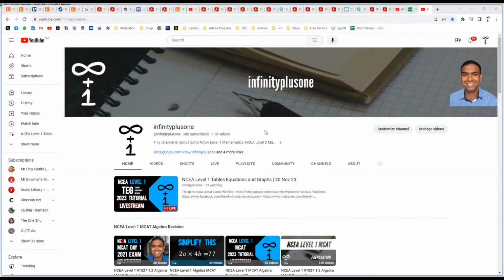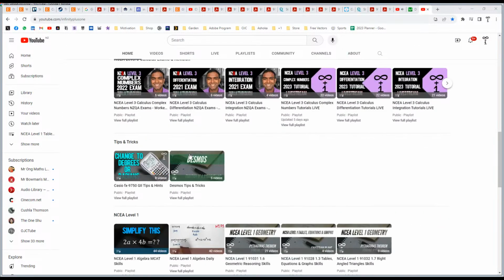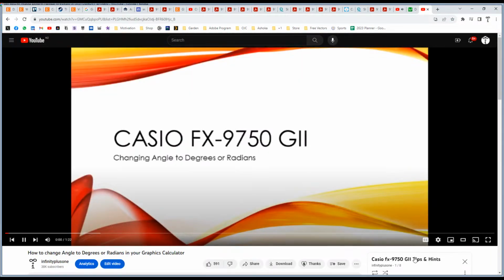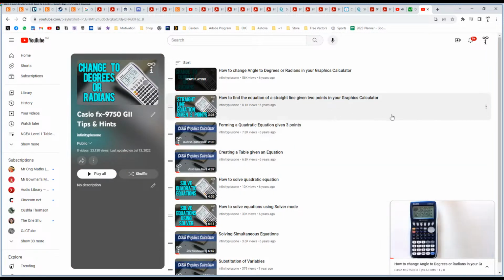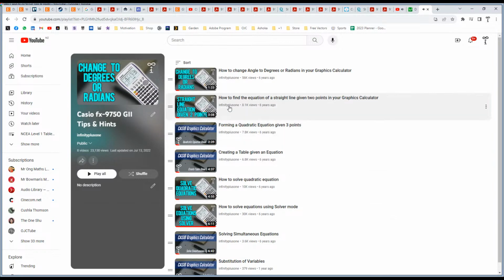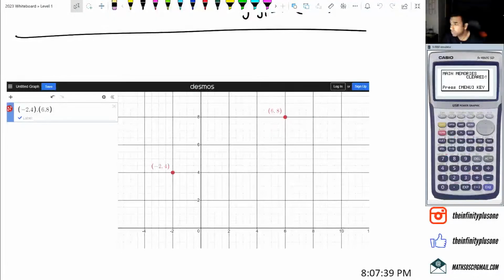Right, so what we're going to do is go into our main page, and if you go down, there's a graphics calculator playlist, and click on that. Oof, that is some old stuff. I need to change up a few things, but there we go. That's the video that you are looking at, which is finding an equation of a straight line given 2 points. That's the video that you want to be watching if you want to practice some more of this.